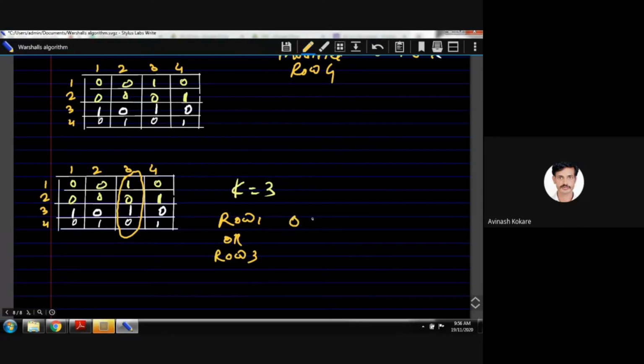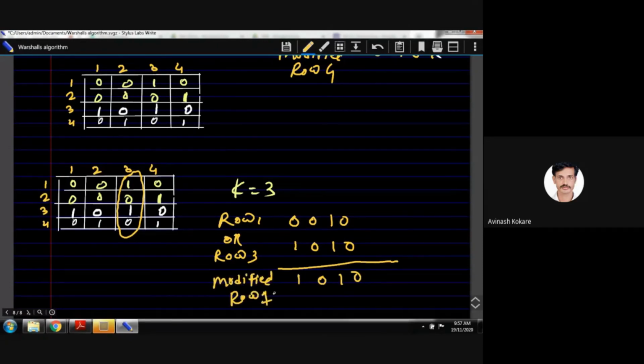So what is row 1? 0, 0, 1, 0. And what is row 3? 1, 0, 1, 0. So OR these. You are getting 1, 0, 1, 0. Sorry, not row 3. This will be 1, 0, 1, 0, and this is the modified row number 1, because this is the first that we have written. So this will get modified to 1, 0, 1, 0.